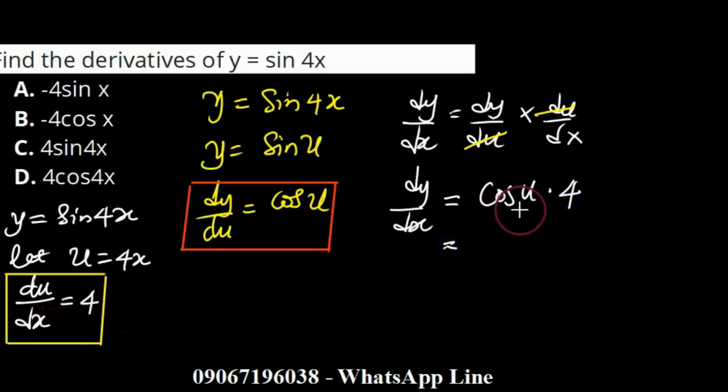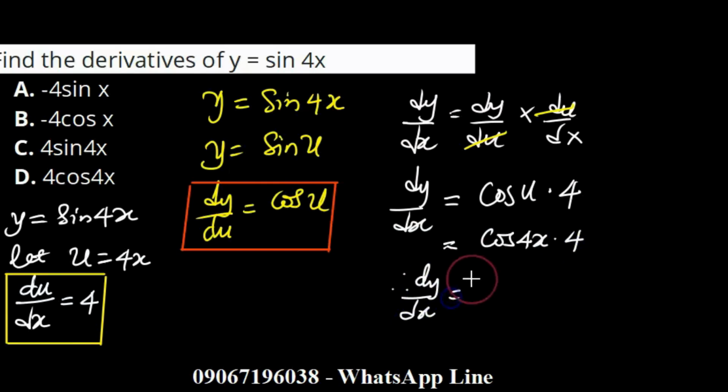Now, what's u? We said u equals 4x. We're going to substitute back 4x times 4. So therefore, dy over dx is going to give us 4 cos 4x. So this is the solution to this question. All right, taking note of this, this is the answer to this question.